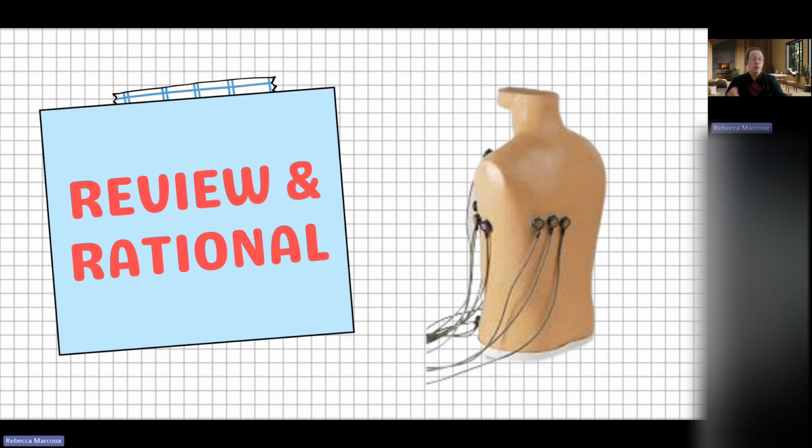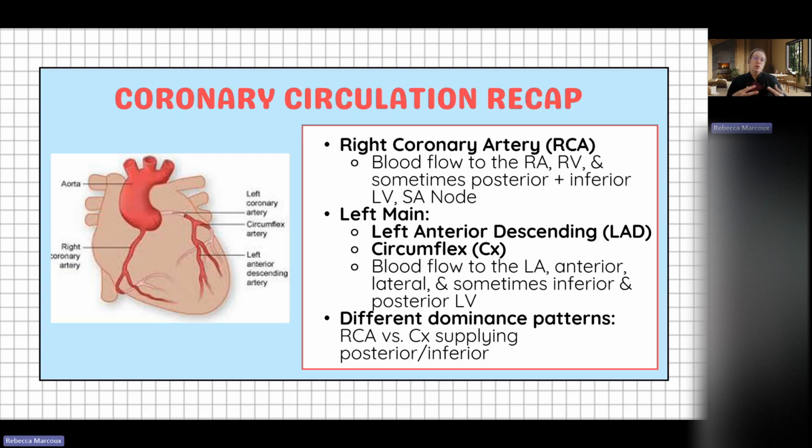Okay. So the first thing we're going to talk about, as I said, is the review of our coronary circulation and the rationale as to why we might need to do some right-sided or posterior leads. Our coronary circulation is split into right-sided and left-sided. On the right side of our heart, we have one artery. This is the right coronary artery. We refer to this as the RCA. This provides blood flow to the right atria, the right ventricle, and sometimes the posterior and inferior left ventricle.